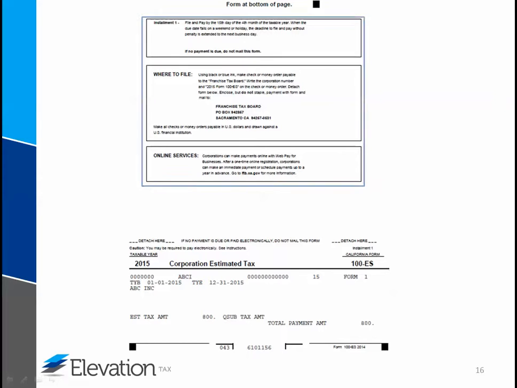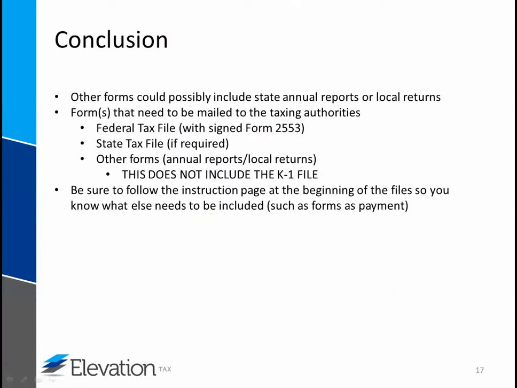The instructions for filing are listed here, and the due date is listed here. For mailing payments, be sure to detach here and mail the voucher along with payment. If there are other forms that are part of your file that are not included in this video, those instructions will be located in the body of the email. These forms can possibly include annual reports and local returns. Be sure to mail all pages of the required files.